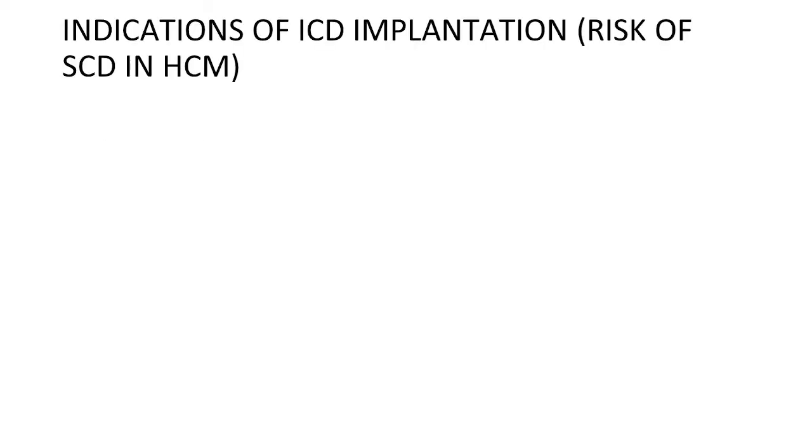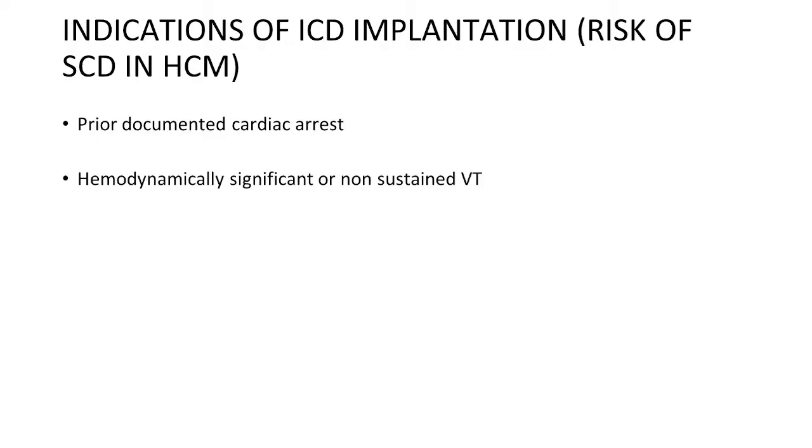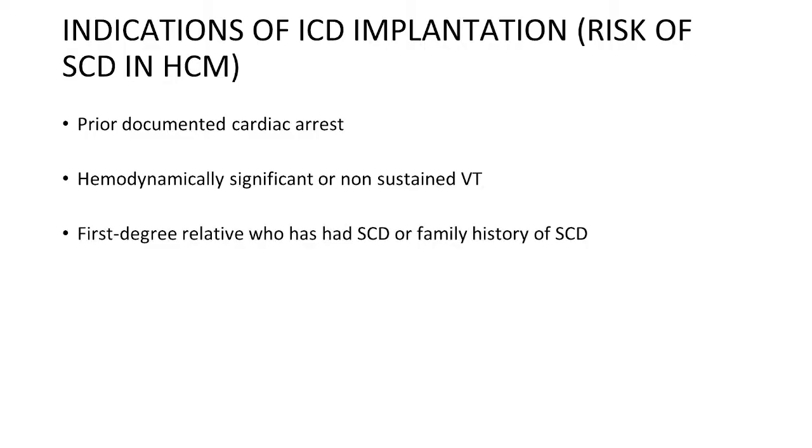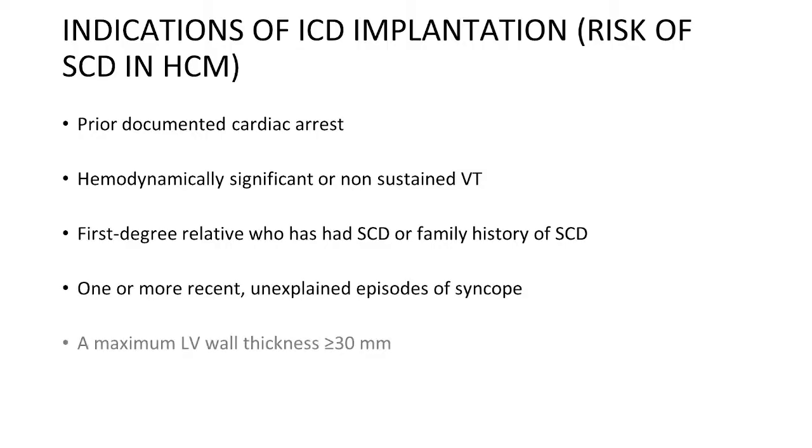Coming to how we can predict. Basically, if on risk stratification the patient is found to have high risk for sudden cardiac death, what will we do? Obviously, we will go for an ICD implantation. So the patient has a prior documented cardiac arrest, or a history of hemodynamically significant VT or NSVT, or a family history of sudden cardiac death, or if any first degree relative has that, then it is high risk. Then multiple episodes of unexplained syncope.